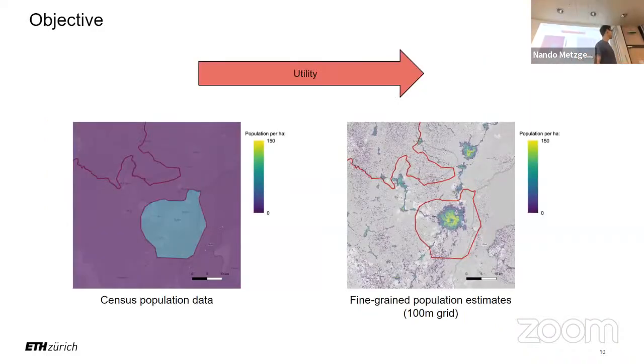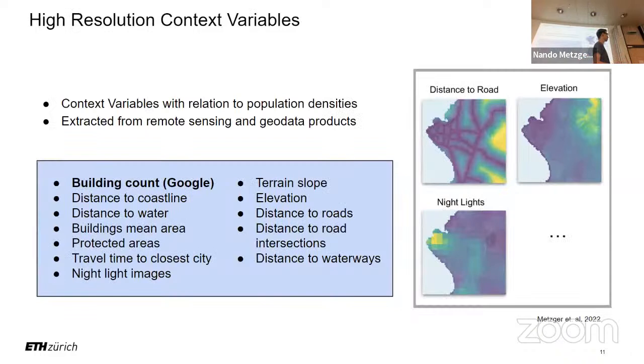Now, the idea is to take this low resolution population data and super resolve it into a high resolution population map, and at the same time increase the utility of the data that we have. Now, how is this exactly done? We rely on quite a stack of geodata. Those are variables that have some sort of relation to population, and they are all off the shelf available and open source. This data can be distance to road, elevation maps, night lights, and so on.